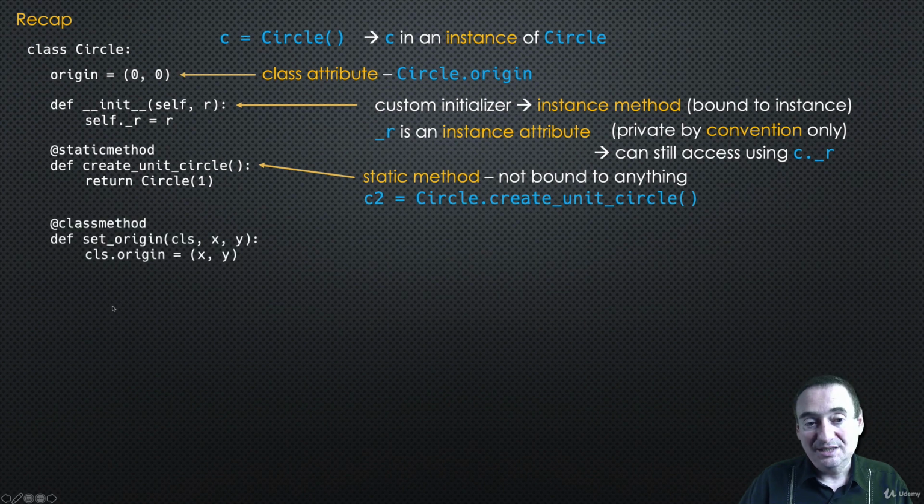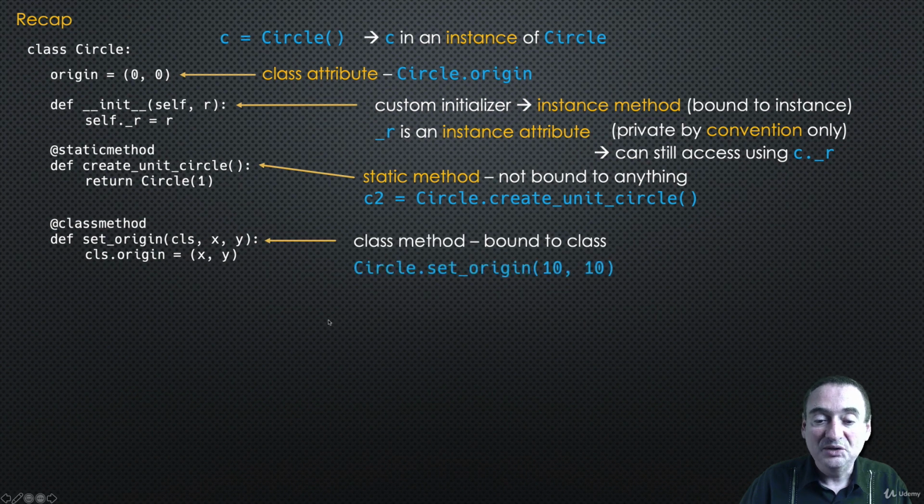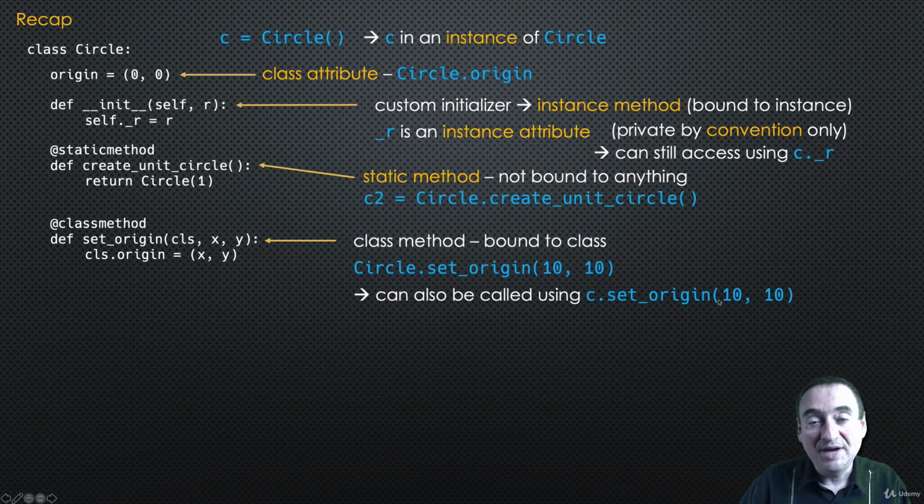Then we have the class method. So this class method is going to be a method that will be bound to the class, no matter how it gets called, either from the class or from the instance. And in this case, we're going to modify the origin, which is a class attribute, from this class method, and we'll set it to the x and y that get passed in. So class method bound to the class. You can call it from the class, but it can also be called from an instance. It will have the same effect.